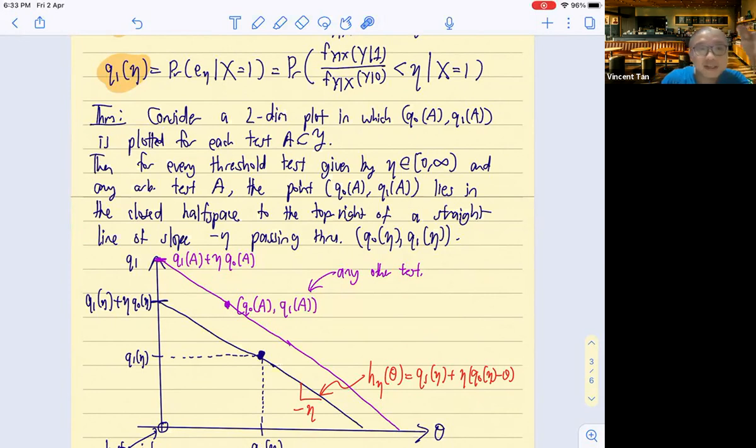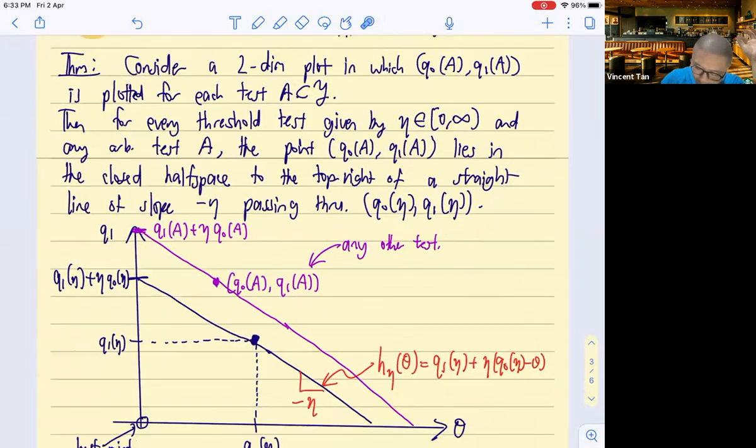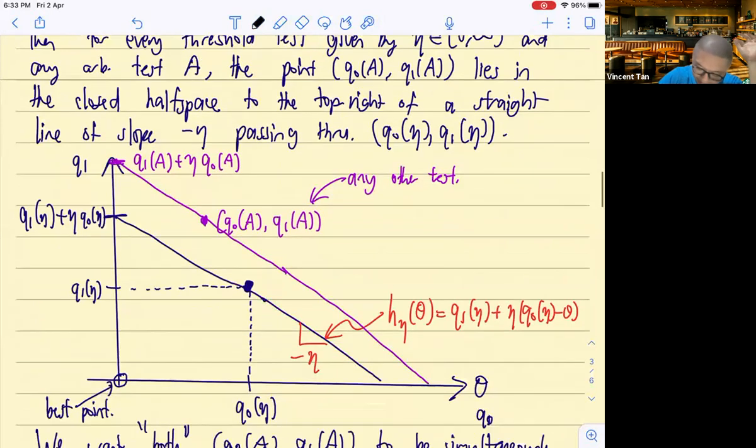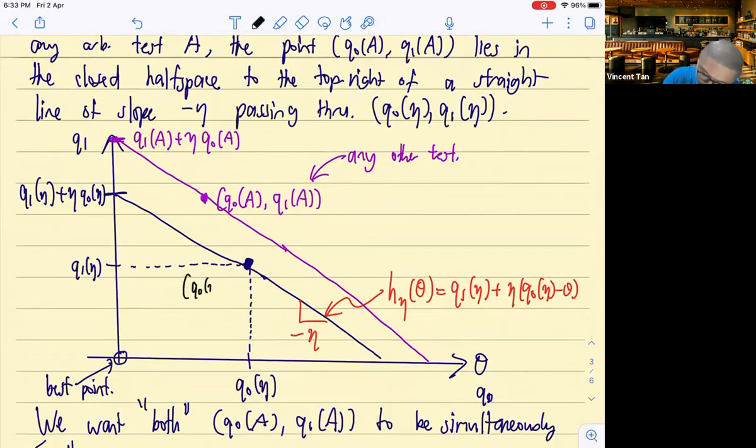Okay. Well, what is its exact statement? All right. So the exact statement is the following: for every threshold test given by eta and any arbitrary test, the operating point of the arbitrary test lies in the closed half space to the top right of a straight line of slope minus eta passing through the operating point of the threshold test. Okay, so this is the operating point of the threshold test. That is my Q0 eta and Q1 eta.